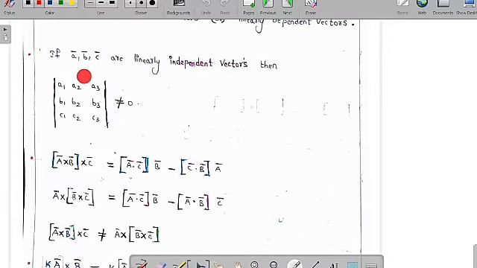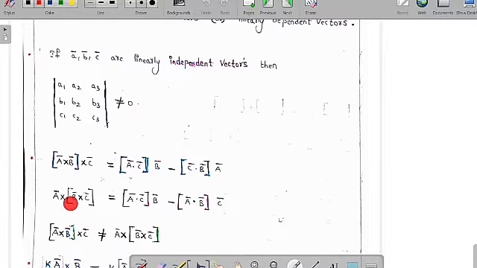Suppose A bar, B bar, C bar are linearly independent vectors. Linearly independent means that by using any two vectors we can't make the vector C bar, so they do not lie on the same plane. If they do not lie on the same plane, we can make a three-dimensional object, so the volume is not equal to 0. If you make a matrix of A1, A2, A3, B1, B2, B3 and C1, C2, C3 and find its determinant, the determinant will not be equal to 0, because we are making a three-dimensional object.